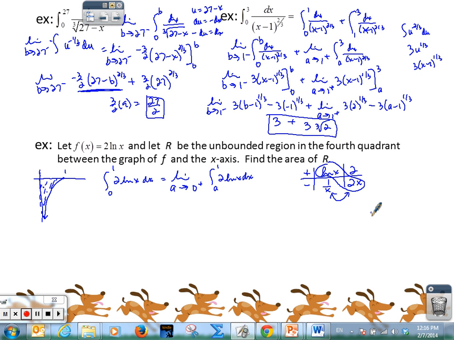All right, so let's write that. So limit a goes to 0 from the right. Let's see, we have 2x ln x.